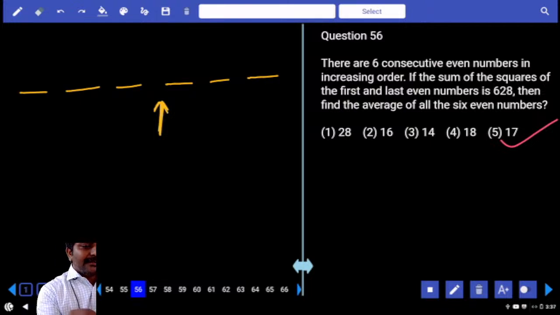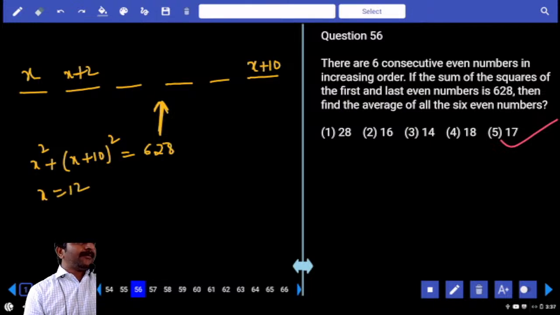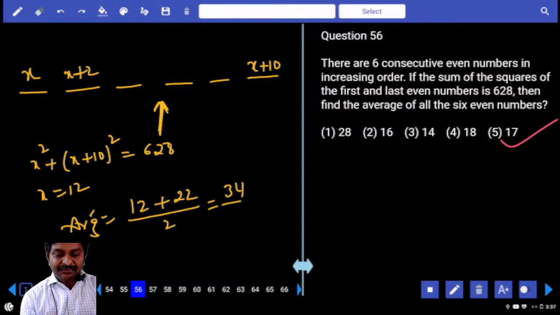If you want to calculate, this is x, this is x plus 2, like that last number is x plus 10. Information says x square plus x plus 10 whole square, sum of squares of first and last number is 628. If you solve this, you will get x is equal to 12. Your average is equal to first number plus last number, which is 22 by 2, which is 34 by 2, 17 final answer.